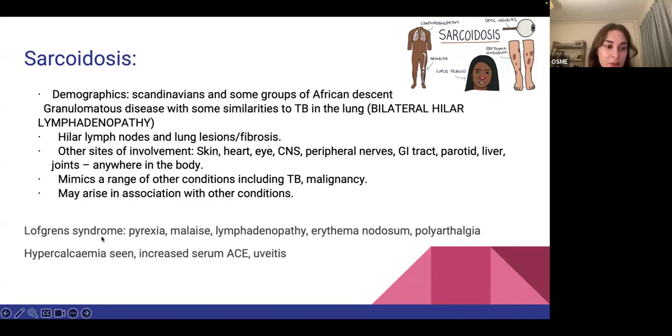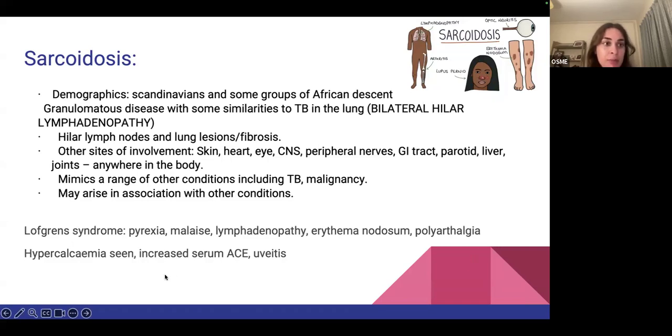And then they might present with Lofgren syndrome, which is they'll have an increased temperature, they'll just feel quite lousy. They'll have these swollen lymph nodes. They'll have erythema nodosum, which is these patchy red bumps that often present on the shins and legs, and they'll have polyarthralgia.